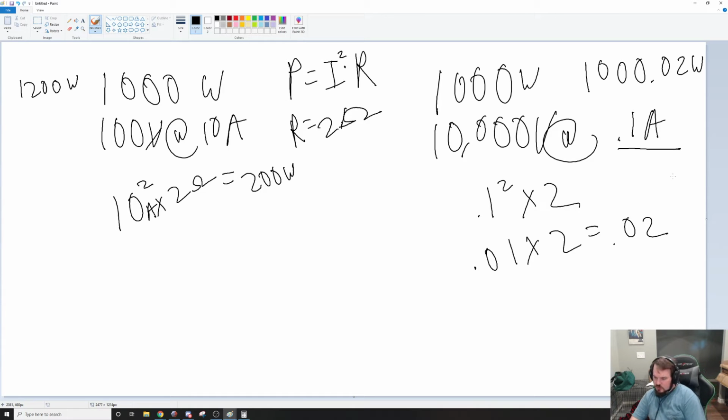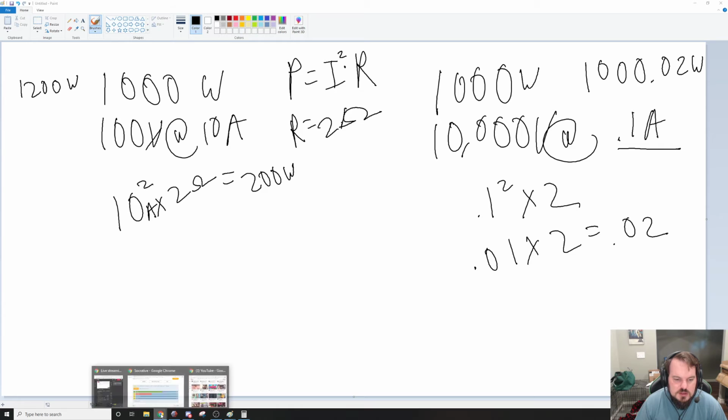So what we do with a transformer is we bring the voltage up incredibly high so that the amperage is really low, and then whenever it gets to where it's going, we just bring the voltage back down in a transformer to a usable voltage. Okay, where's my, there it is.